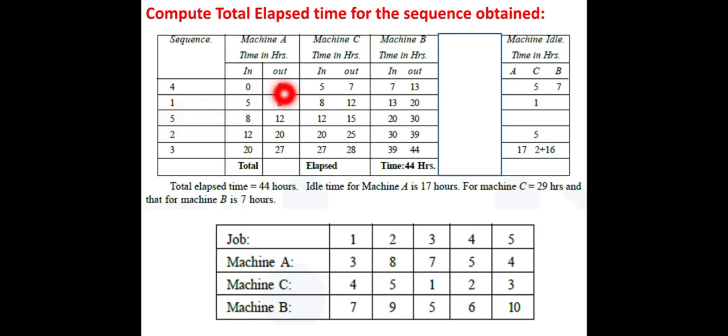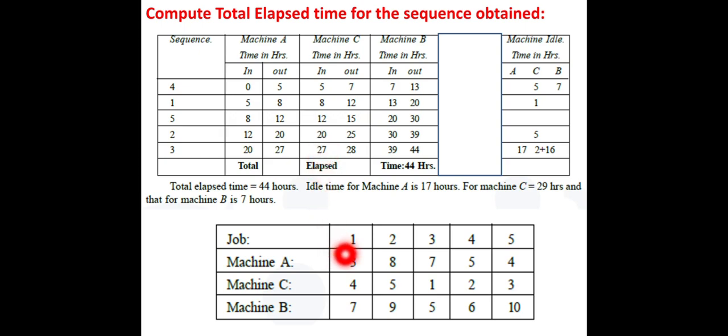So when job 4 comes out at the 5th hour, job 1 will enter machine A. So I need to add plus 3, that is the processing hours of job 1 on machine A. 5 plus 3 is equal to 8. To this 8, I need to compare the out time of job 4 on machine C. Whichever is maximum, I need to consider that, because see, it completes the processing of job 4 at the 7th hour, but job 1 is busy in machine A up to 8 hours. So at the 8th hour only it will enter into machine C to get processed.